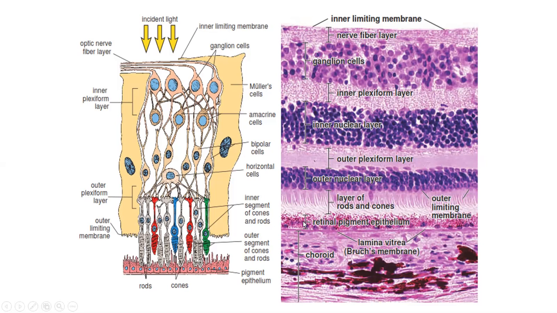Now come towards the second layer. Second layer is the layer of rods and cones. So in this layer there are processes of the rods and cones. So what are rods and cones? These are basically photoreceptor neurons. Rods are responsible for dark vision in dark, and cones are responsible for the color vision. So there are three basic colors, that are green, red and blue.